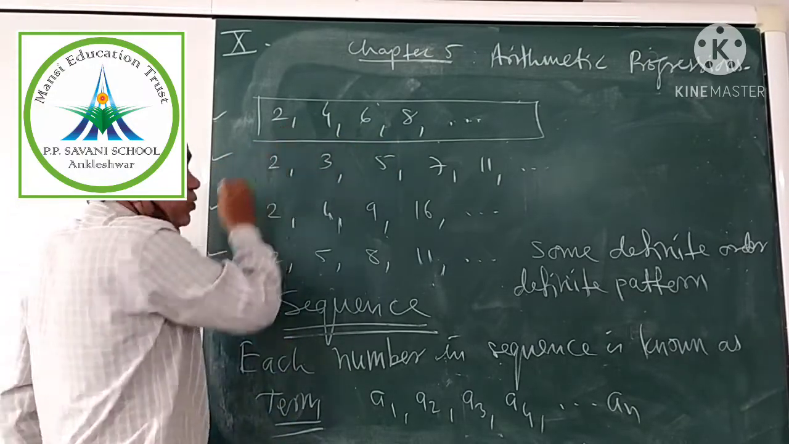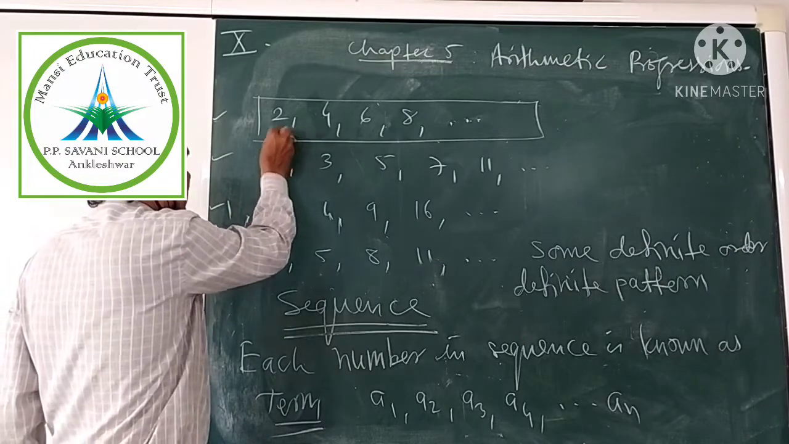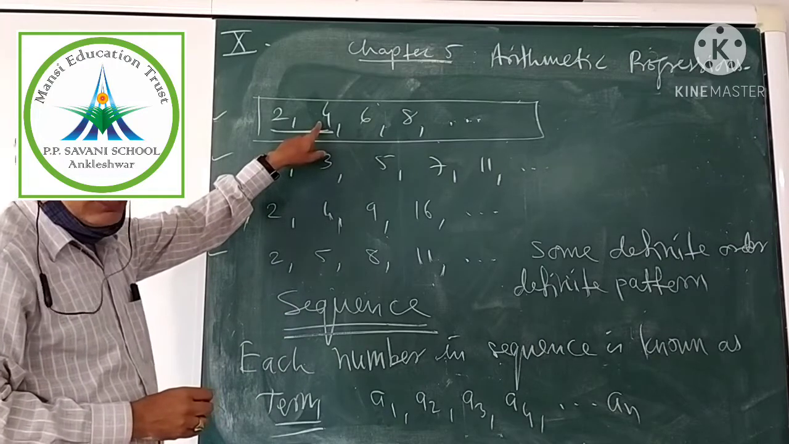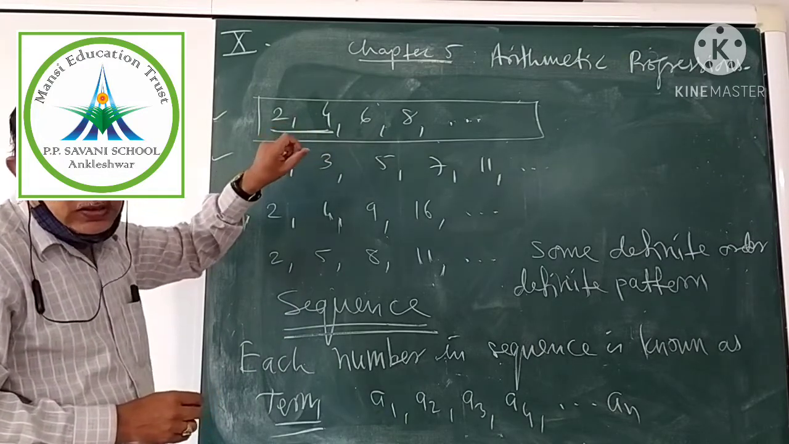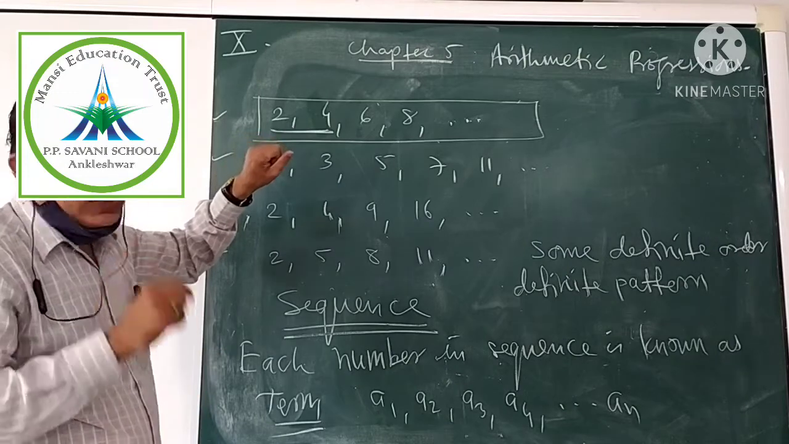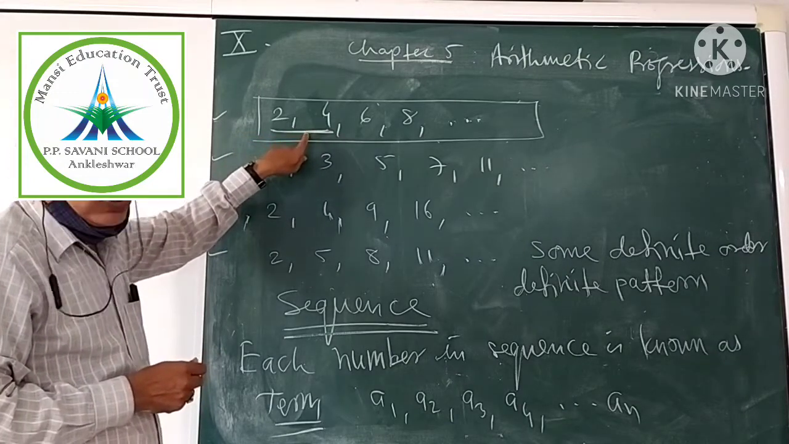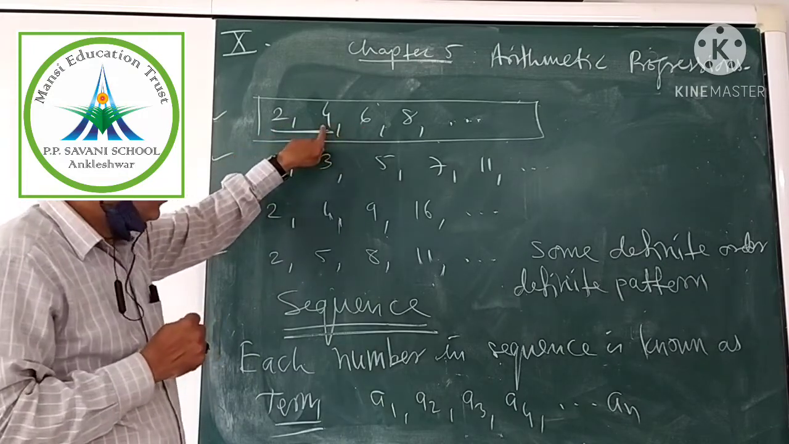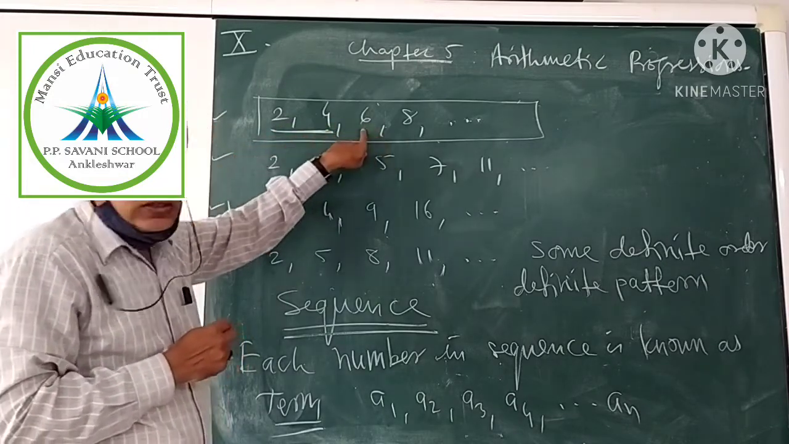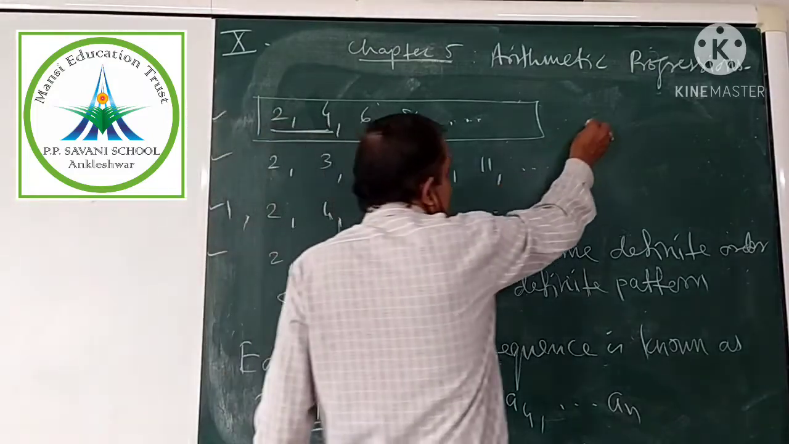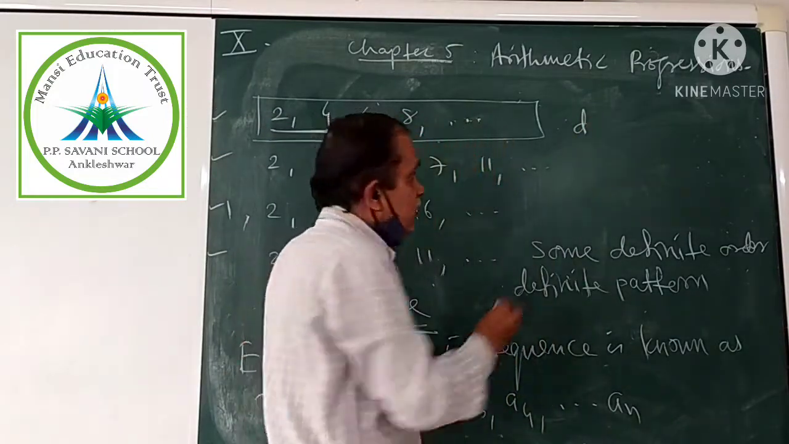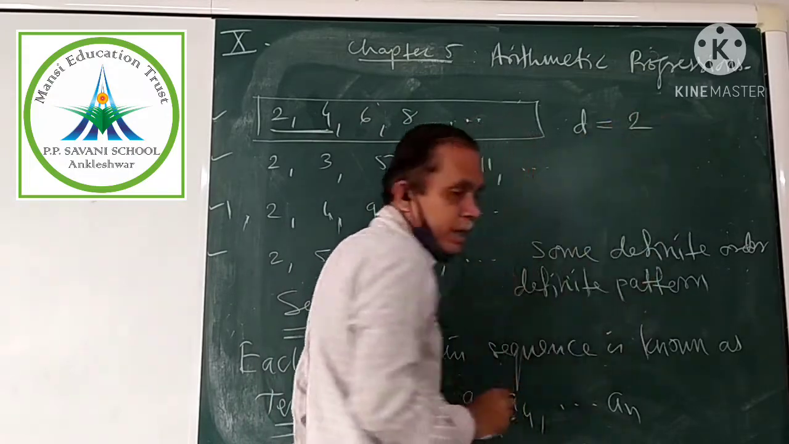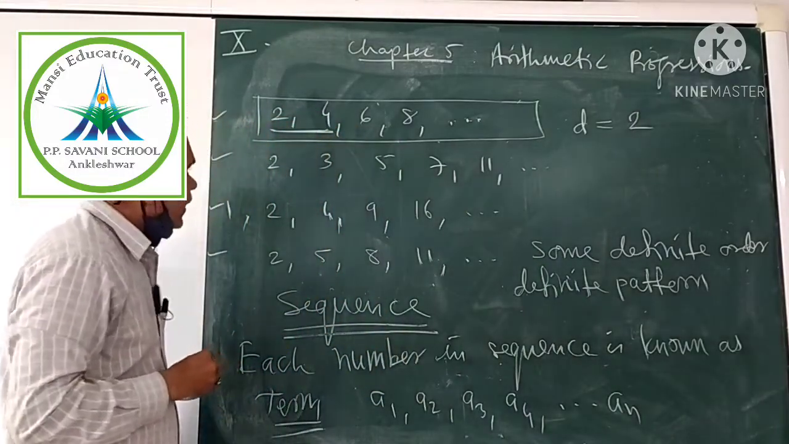2, 4, 6, 8. You take any two consecutive numbers. What is the difference of these consecutive numbers? When we talk about difference, that is always greater minus smaller. So what is the difference between these two? 4 minus 2, 2. 6 minus 4, 2. 8 minus 6, 2. Here difference is shown by letter d. We can say difference d equal to 2. Yes or no?